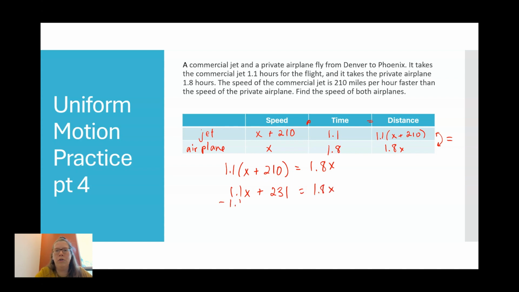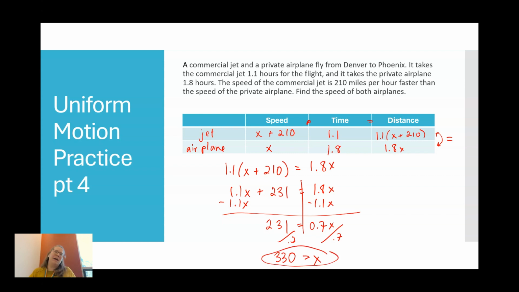We're going to move all the x's to the same side of the equation. And we're going to divide by 0.7 to get x all by itself. And when we do that, we get 330 is x. But now, come back to your problem. What's x? X is my speed of the airplane. So the private airplane is going 330 miles per hour. And the jet is going 330 plus 210, 540 miles per hour.